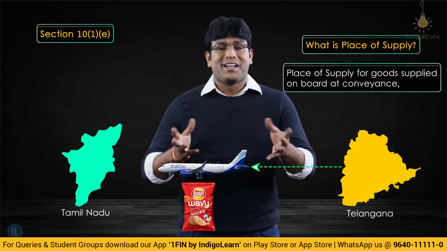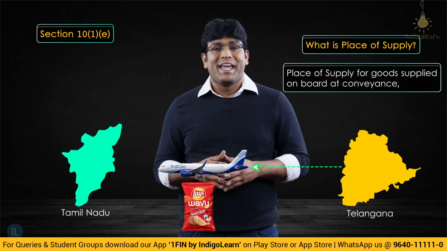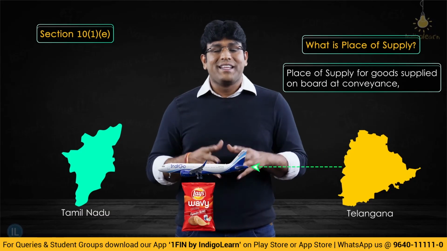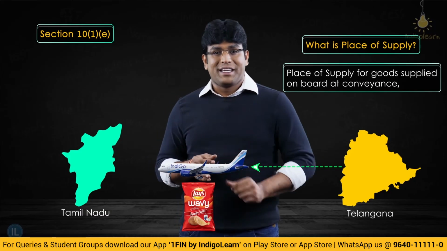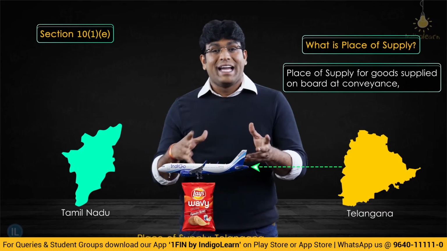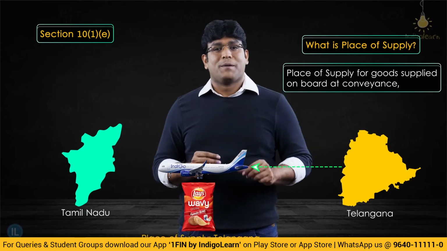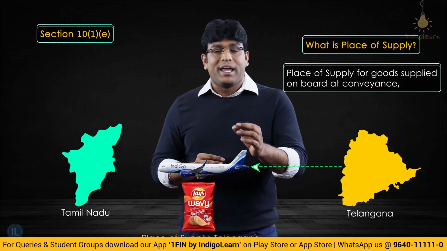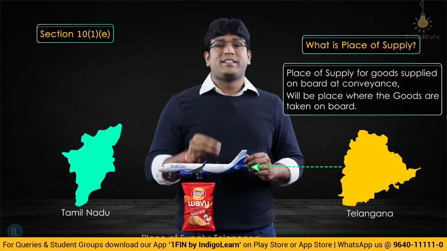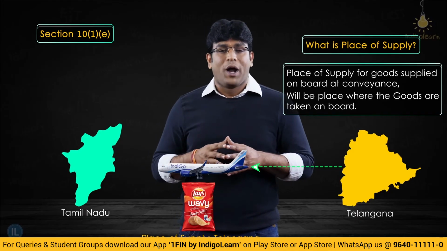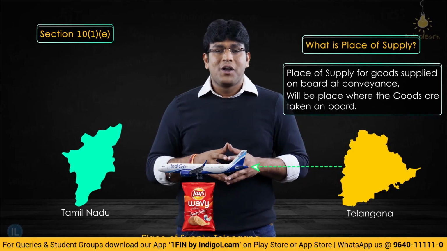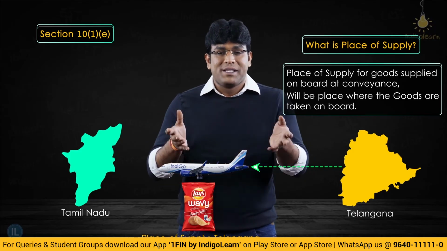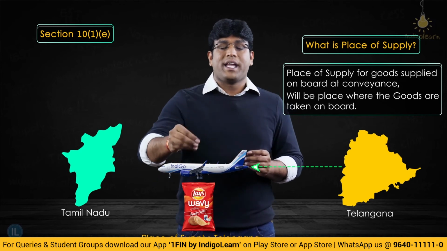On board that conveyance, we have taken some goods. Do we say the answer is air? Do we say the answer is territorial waters? Do we say the answer is Hyderabad? Do we say the answer is Chennai? In this particular case, my dear friends, the answer will be Hyderabad, because place of supply in case of goods supplied on board a conveyance shall be the place where goods are taken on board. Common sense point, when did the goods come into that flight? The goods came into the flight in Hyderabad itself. That means in Telangana only the goods are taken on board.